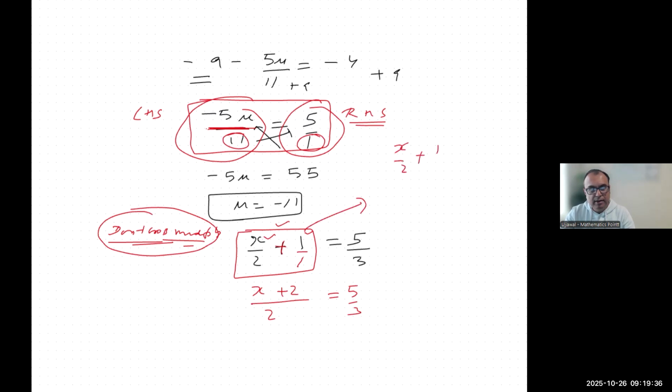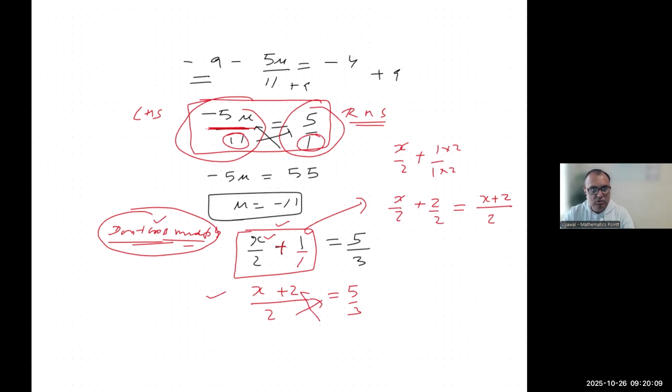1 on 1, and how do I make the denominator 2? I say times 2 times 2. So this becomes x over 2 plus 2 over 2. And now when you have the same denominator, you can combine them into a single fraction. That is why I landed here. Now you can cross multiply. I hope you got this particular fundamental, when to cross multiply and when not to cross multiply.